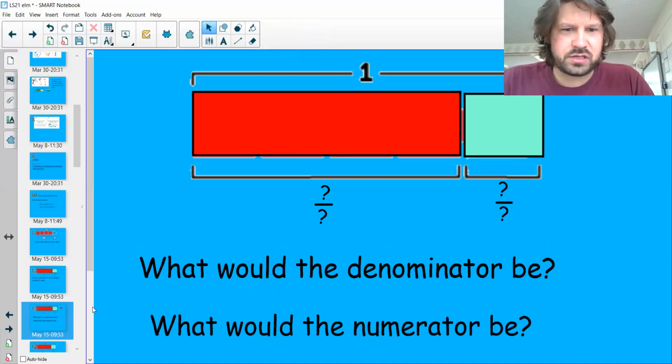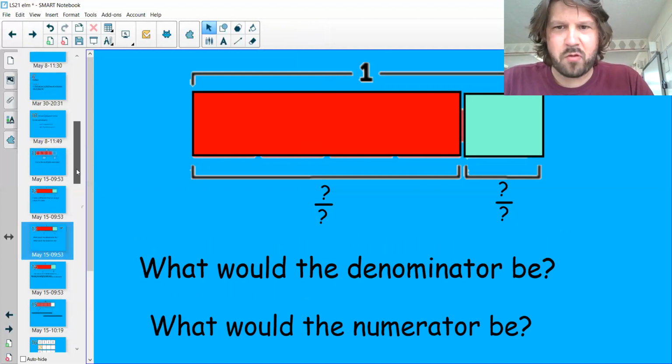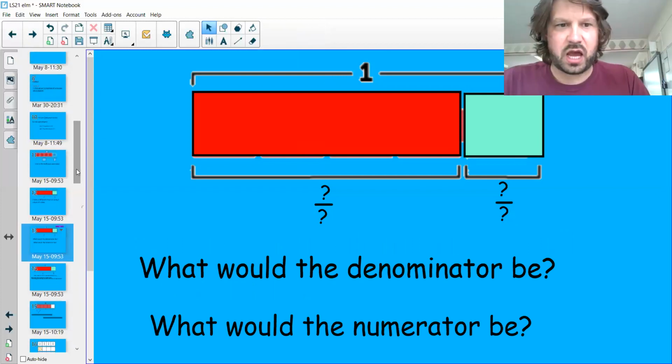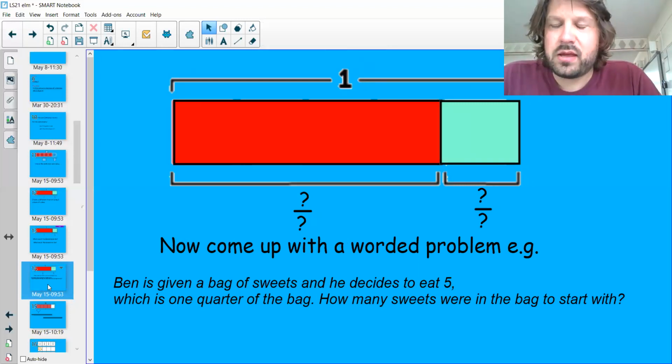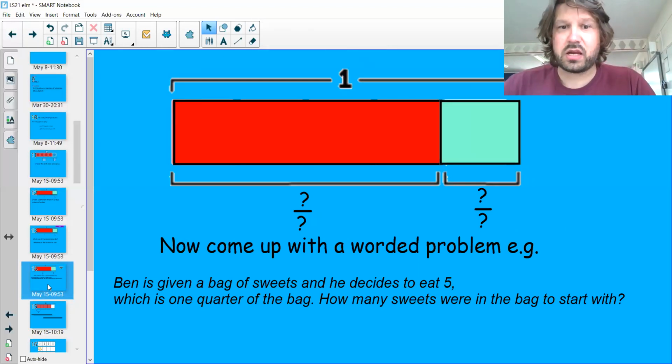Okay, what would the denominator be? Remember, it's the total. What would the numerator be? Remember, it's the number of the objects that you have in each color. Now, I'd like you to use this to create a worded problem using these fractions.